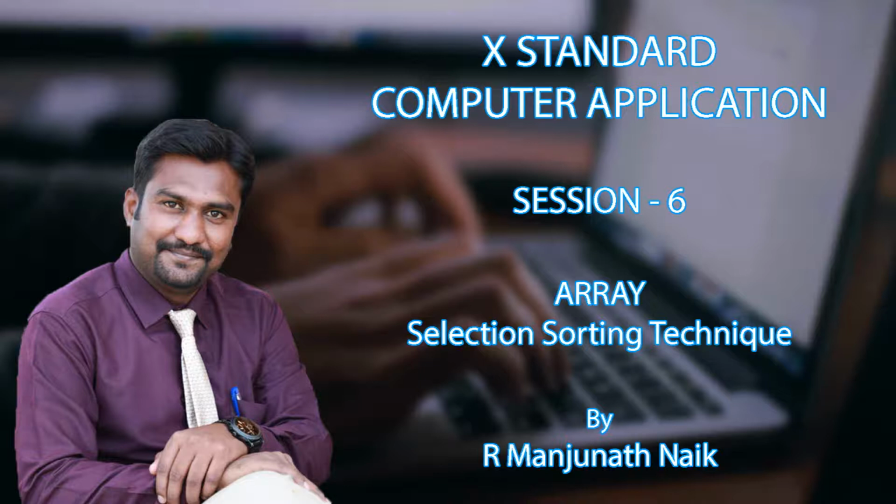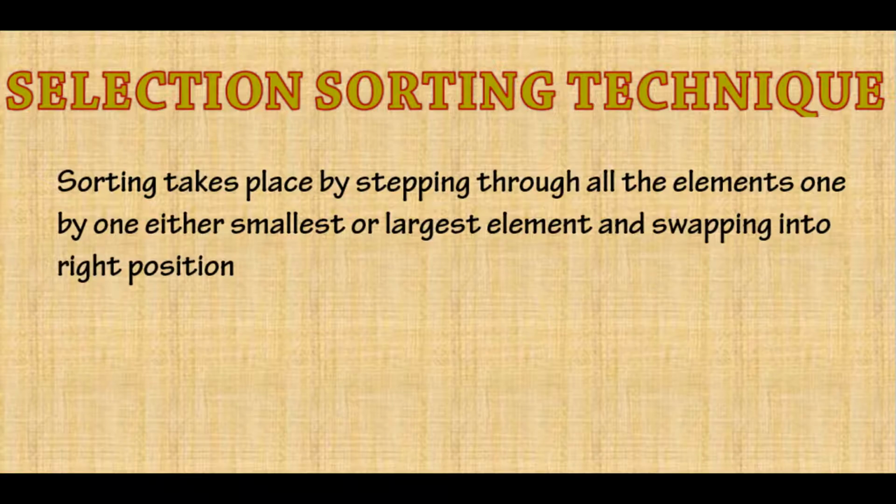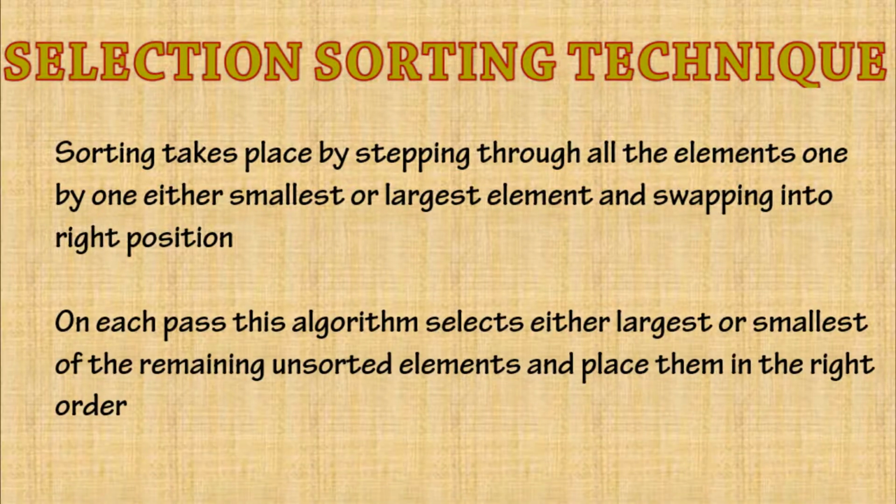Welcome back students. In this video session, we will learn selection sort in array. In selection sort technique, sorting takes place by stepping through all the elements one by one, either smallest or largest element, and swapping it into the right position on each pass. This algorithm selects either the largest or smallest of the remaining unsorted elements and places them in the right order.